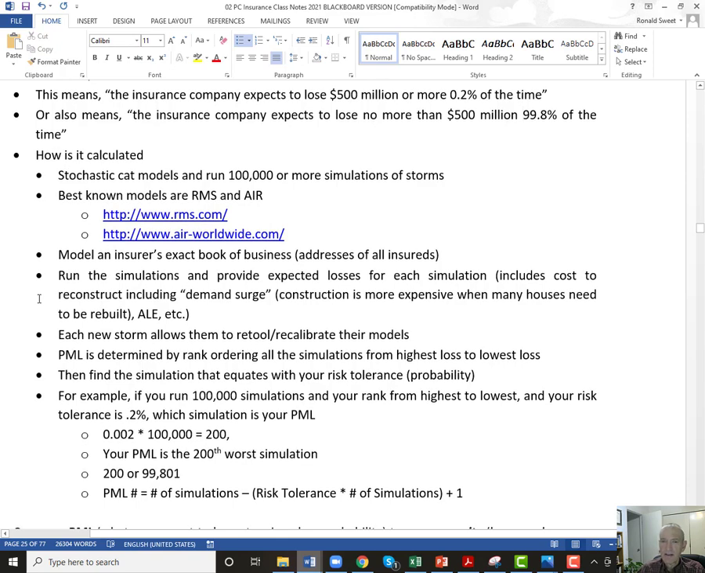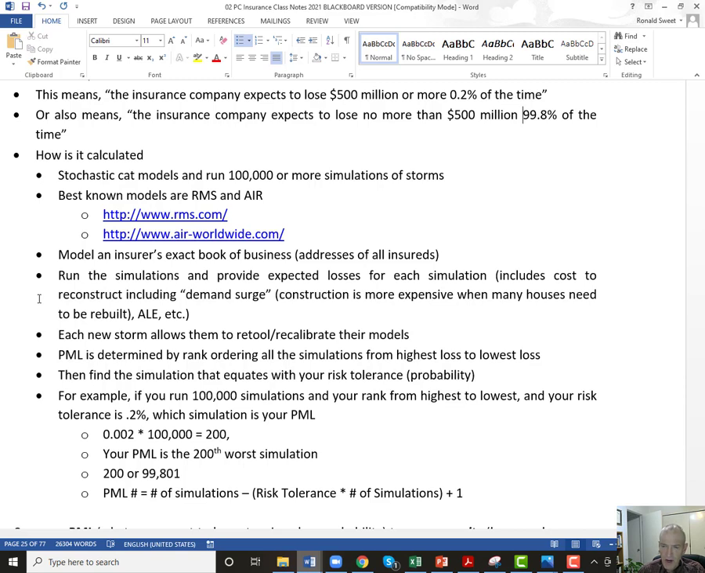So how is it calculated? Usually insurance companies do what they call stochastic catastrophe models, stochastic CAT models. And they'll run a lot of scenarios. We're talking about things that happen very infrequently, but there's a huge skip in the tails of the distribution. So you go from $500 million losses to multi-billion dollar losses, and even though they're extremely rare, there's a jump in the tails. So insurance companies feel like they need many more simulations.